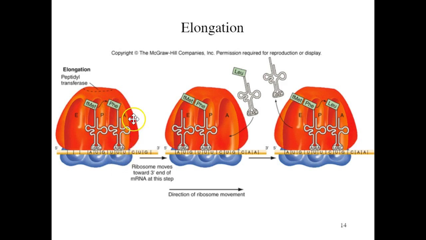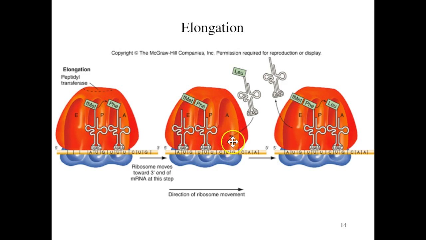It is carrying phenylalanine. These two amino acids are side by side, and that allows the ribosome, through the action of one of the rRNA molecules there, to form this peptide bond. And that's what this is all about, right? Peptide bond formation, building a polypeptide. As soon as that happens, the ribosome translocates one step.